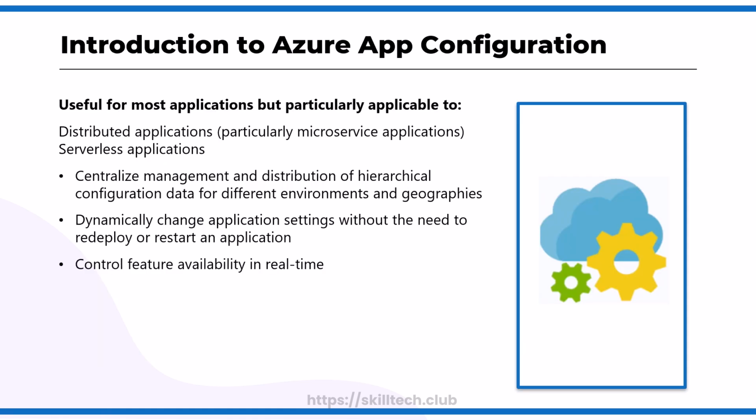We have multiple options in Azure to store your configuration data. The first option is Azure App Configuration, which is a service for central management of your application settings and feature flags. If you go to Azure App Service, you have a configuration section where you're going to have application configuration. It is useful for most applications, but particularly applicable to distributed applications, when you are going to develop microservice applications or serverless applications.